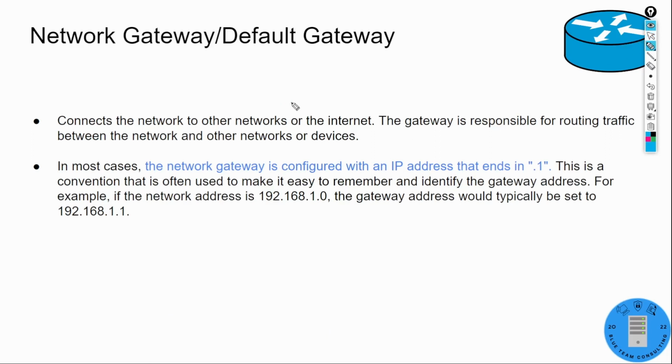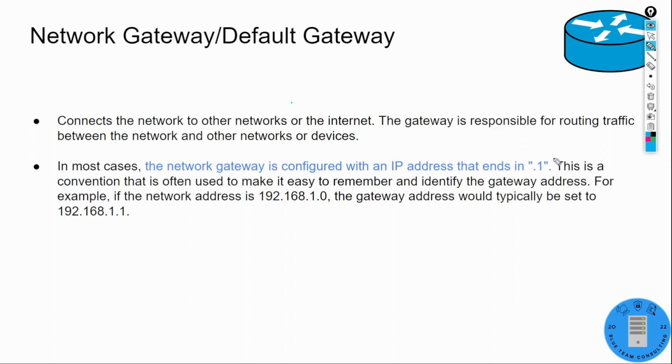Another overlooked kind of terminology is your network gateway or your default gateway. This is going to connect all of your networks over the core. If we go back to the Cisco model, the core internet, the cloud of the internet, it's going to be responsible for routing the traffic between the network and other networks or devices.